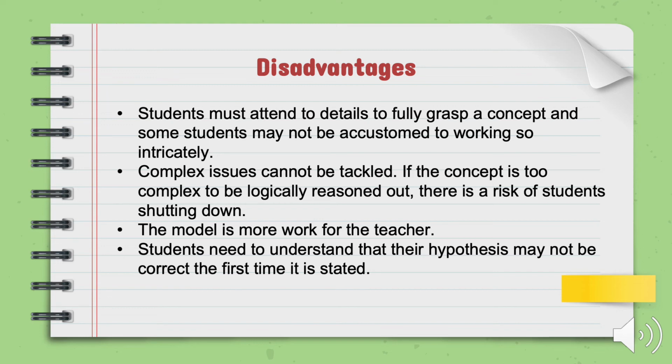Another disadvantage is that there are some complex issues that you really can't tackle with concept attainment, and if you try, it's going to become very frustrating for the students because they're never going to stay on the right path and they will just get more and more frustrated and then probably shut down. And so an important part of concept attainment is knowing what concepts you can use in the model and which ones you need to use a more traditional model.